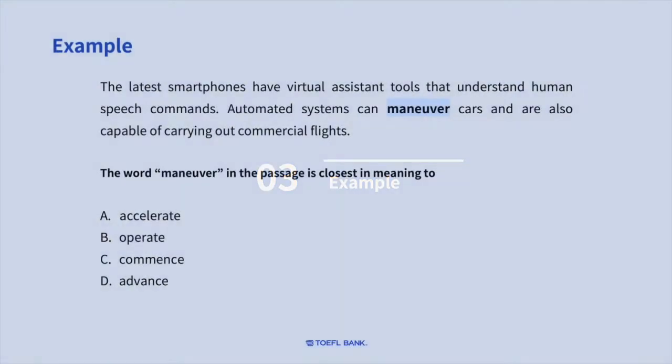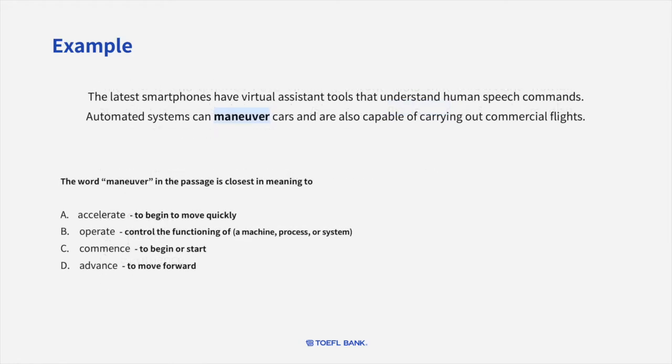Here's the next question. Pause the video and solve the problem. The word maneuver in the passage is closest in meaning to. If you take a look at the answer choices, A and D have similar meanings. They both can mean to move forward or to make faster. Since A and D are synonyms, those two are incorrect answer choices. Now all we have to do is to select the correct answer between B and C.